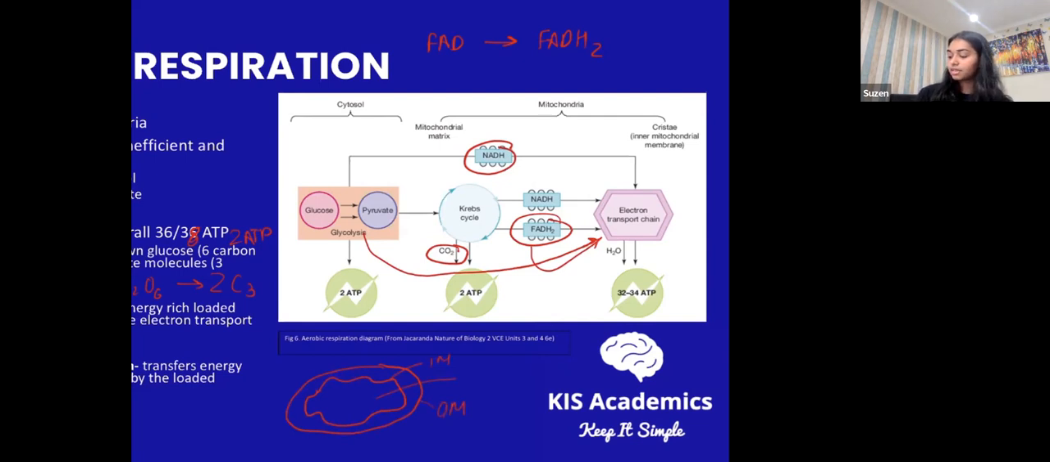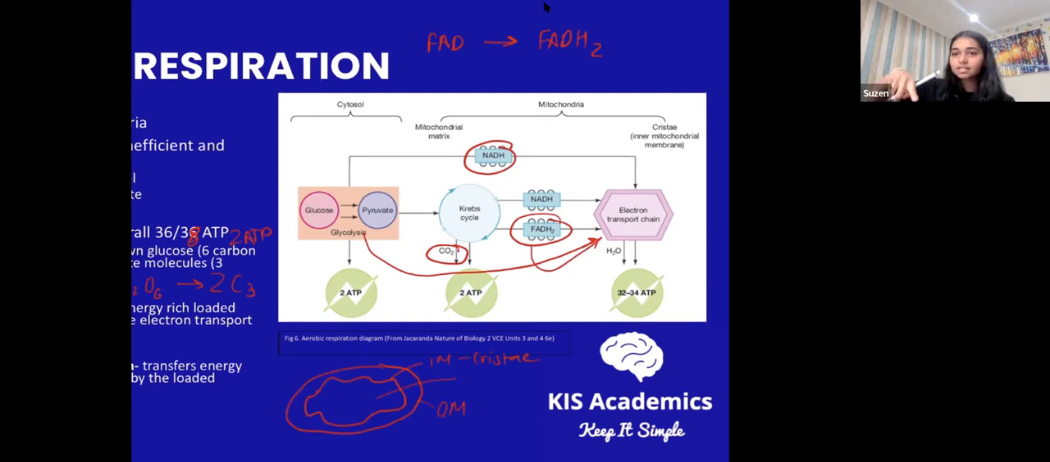Okay, so the inner membrane is also known as cristae. Cristae is where my electron transport chain happens. So it's really important to understand why it actually happens in the cristae as well. It's because the cristae pretty much looks like this.